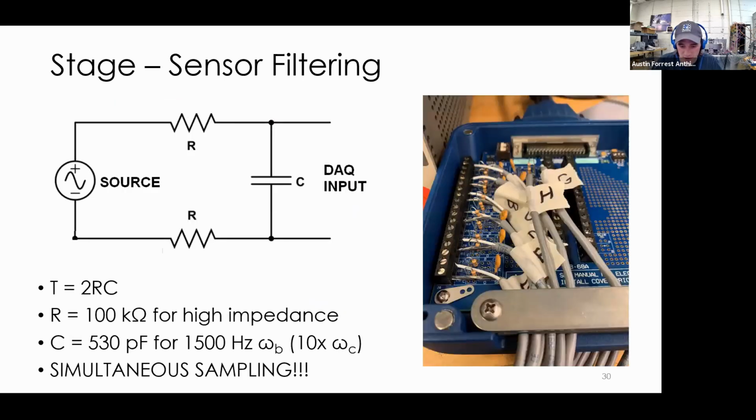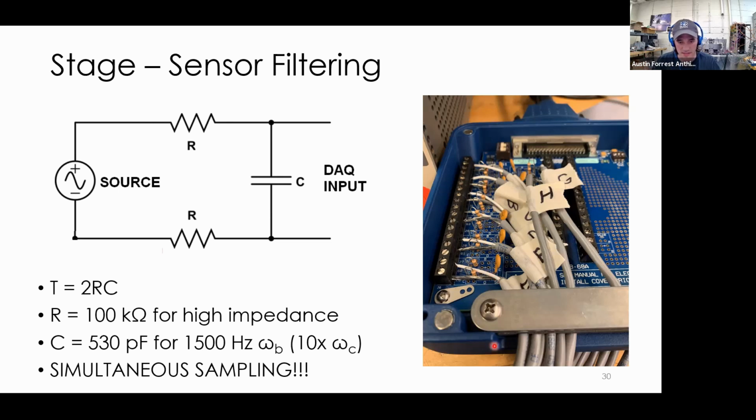We've talked in this class about anti-aliasing when you are converting from analog to digital. So that's what this is. The breakout boxes have shielded cables with the sensors coming in, and then they pass through an RC circuit, which the time constant is set to be 10 times higher than my mechanical crossover frequency. So I start reducing the magnitude of frequencies coming in higher than that.